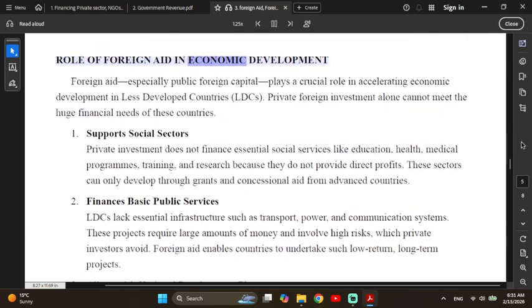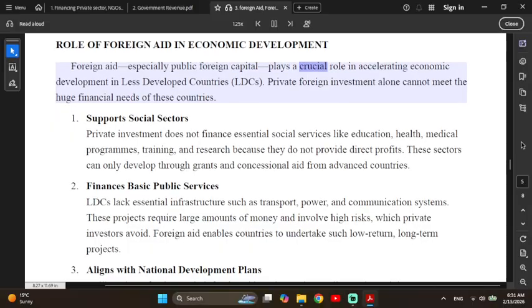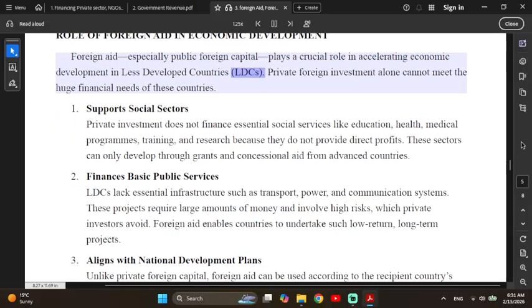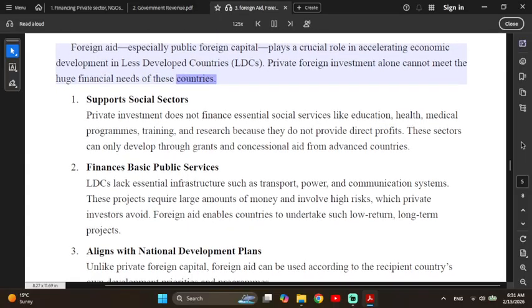Role of foreign aid in economic development. Foreign aid, especially public foreign capital, plays a crucial role in accelerating economic development in less developed countries, LDCs. Private foreign investment alone cannot meet the huge financial needs of these countries.